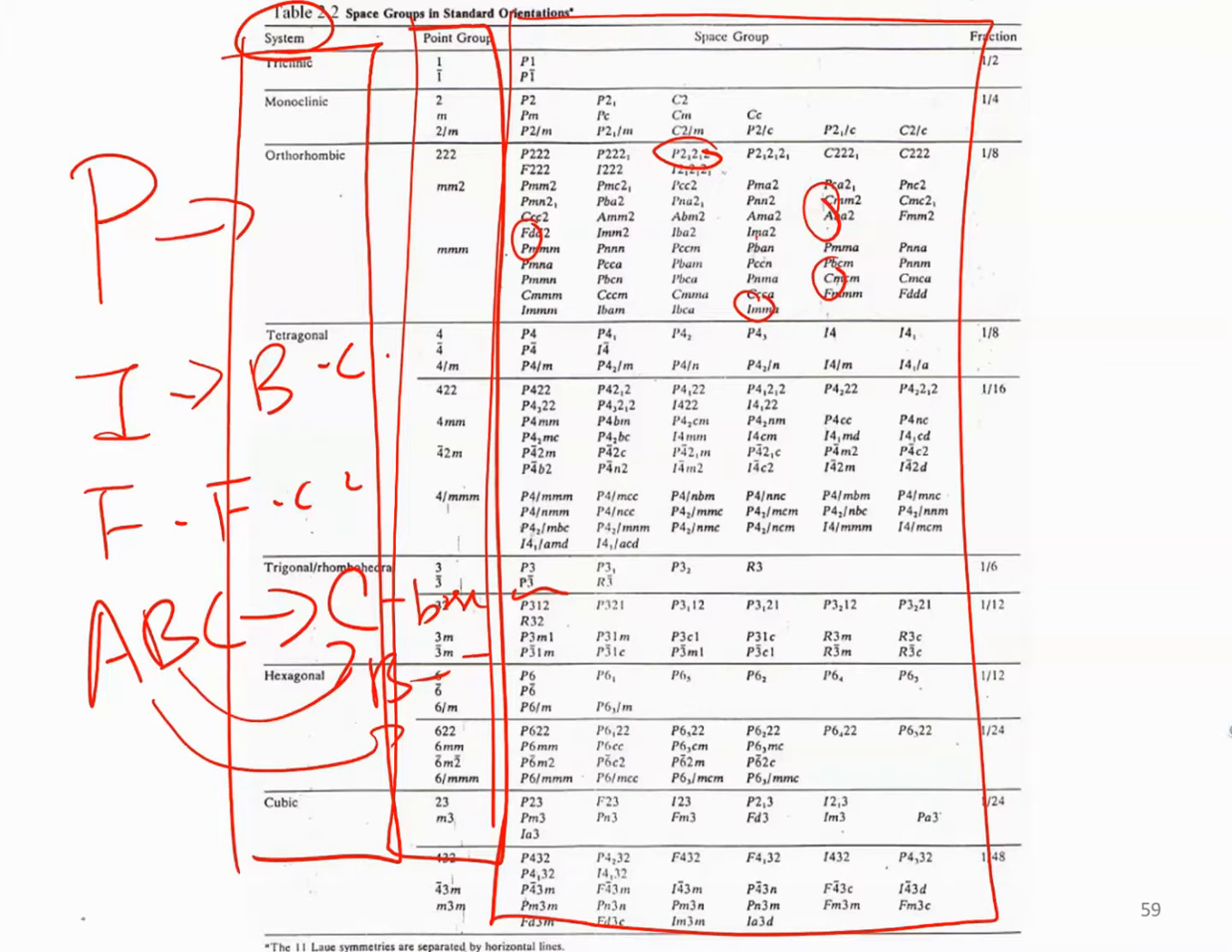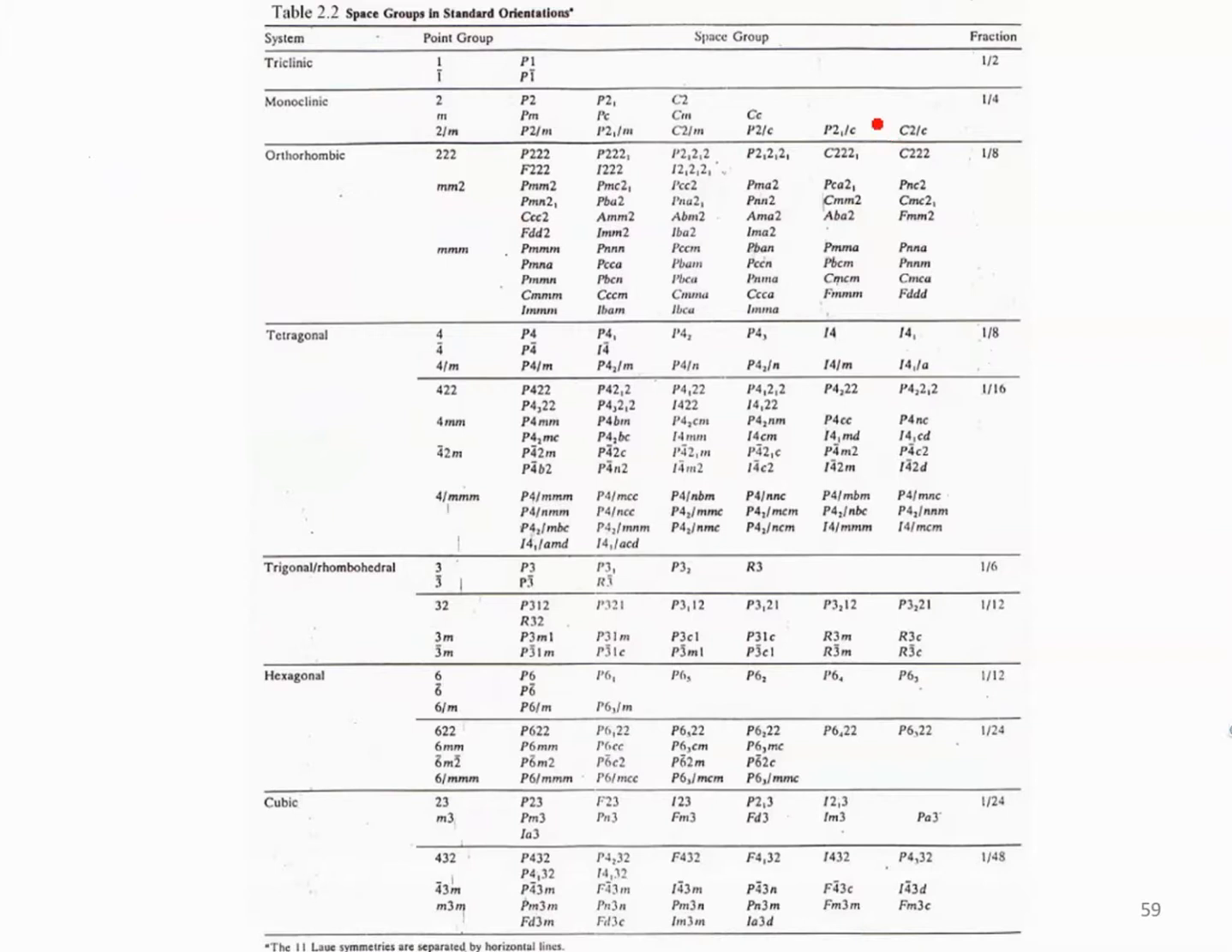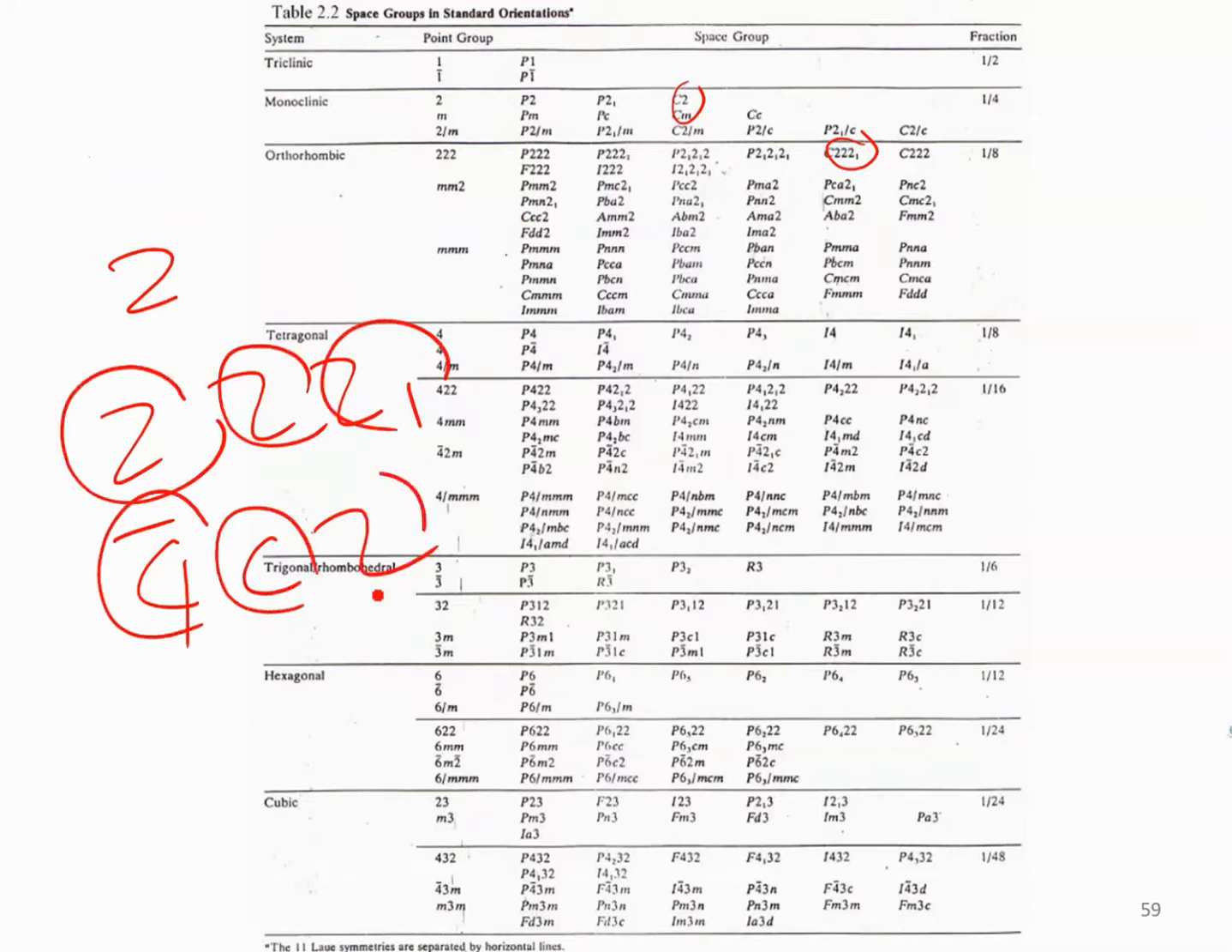So after the first symbol, it is followed by some symbols, some have 1, some have 3. Okay, this one 2, this one 2, 2, 2, 1. This one is bar 4, C2. All these are the symmetry operations. At this moment, you may not know what is the meaning of 2, what is the meaning of C, what is the meaning of 2, 1, what is the meaning of bar 4. But don't worry, next chapter I will explain what this 2 means, what this 2, 1 means, what this bar 4 means. Okay, these are all the symmetry operations.